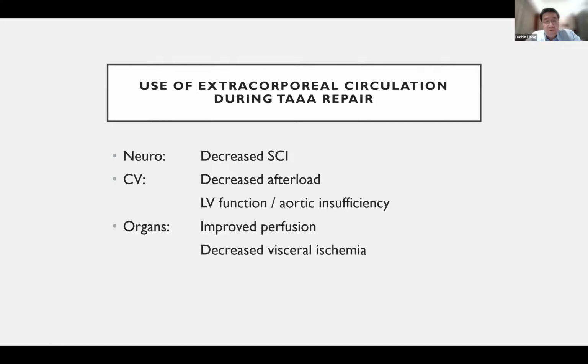So, the use of extracorporeal circulation during thoracoabdominal aortic aneurysm repair can decrease spinal cord injury and decrease afterload. You can preserve lung function and decrease aortic insufficiency. For organ protection, you can improve the perfusion and decrease visceral ischemia.